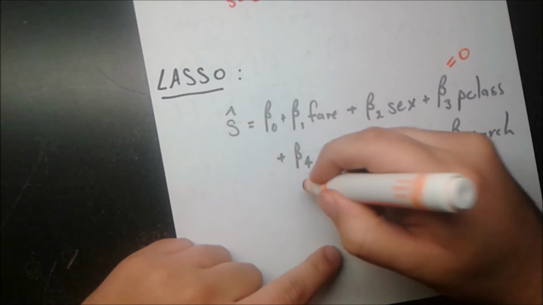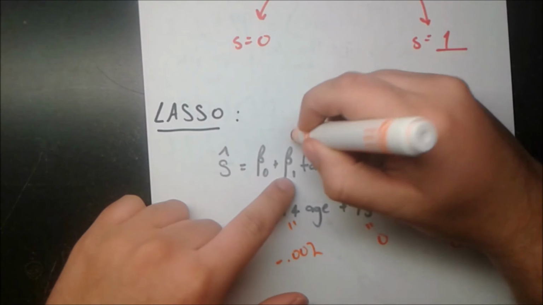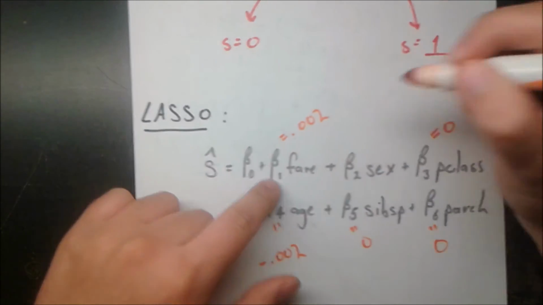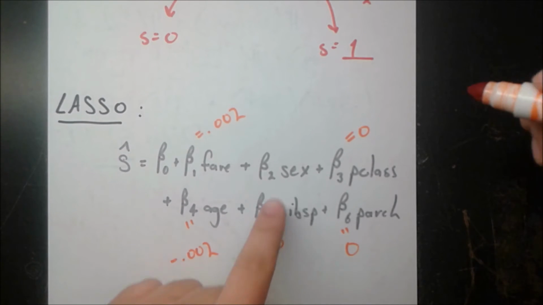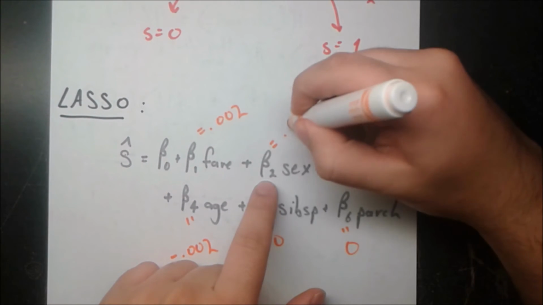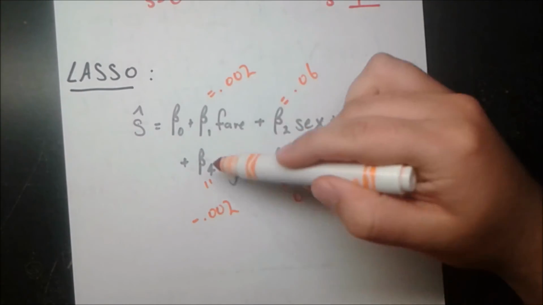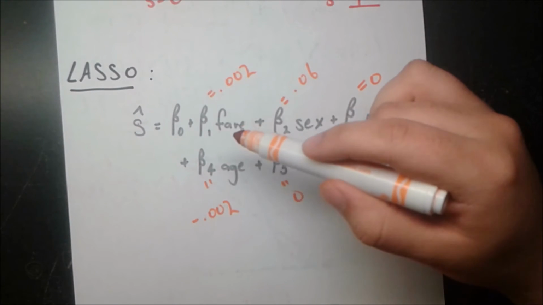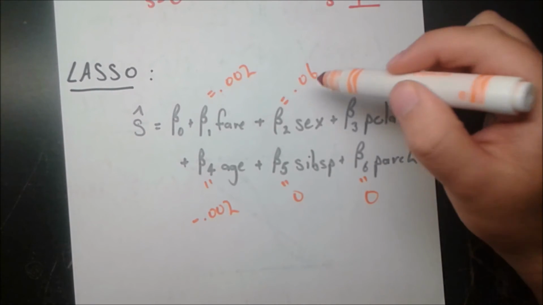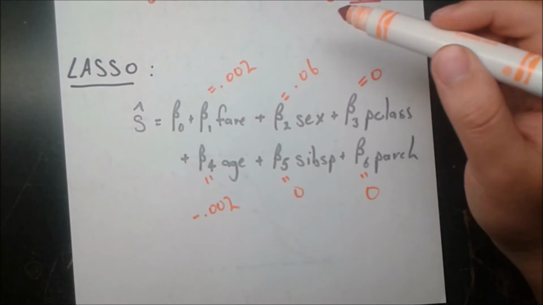It gives beta 4 a value of negative 0.002. It gives beta 1 a value of 0.002. So these have the same magnitude, just opposite signs. And surprisingly, it gives beta 2 a value of 0.06. The main takeaway is that these pale in comparison to this 0.06. 0.06 is 30 times bigger than either of them.